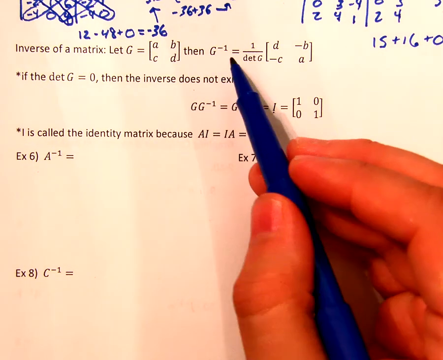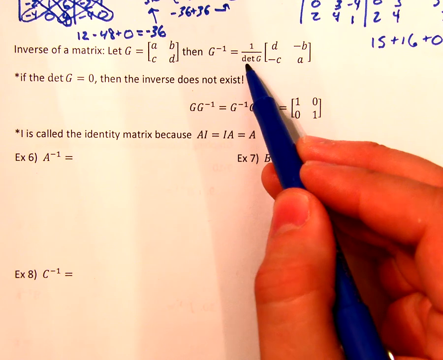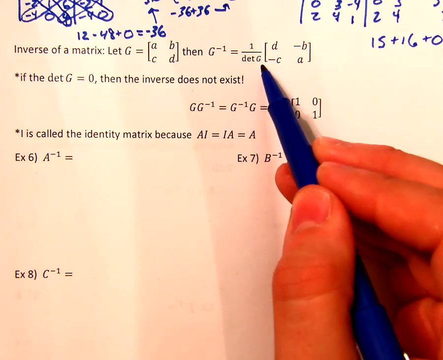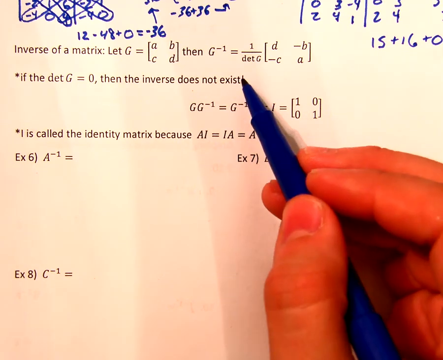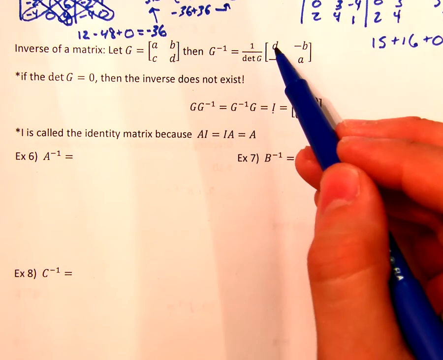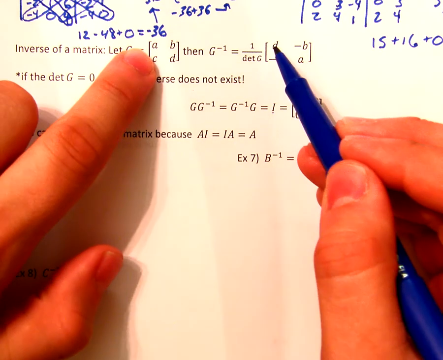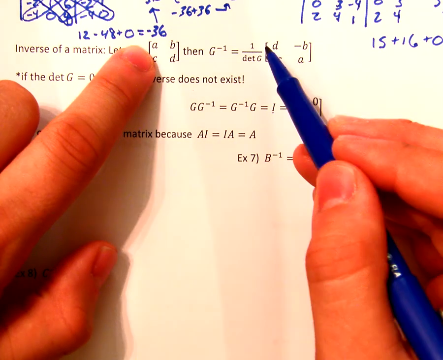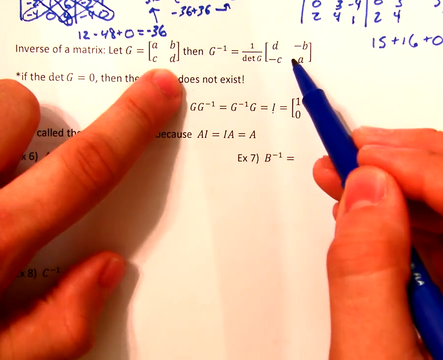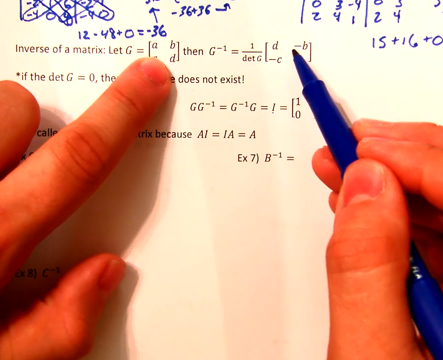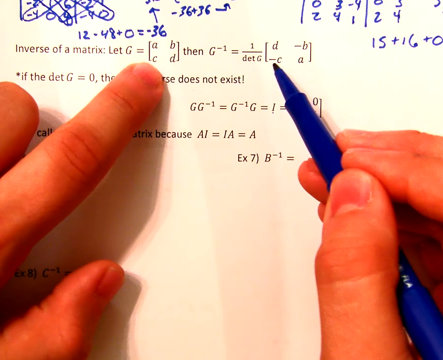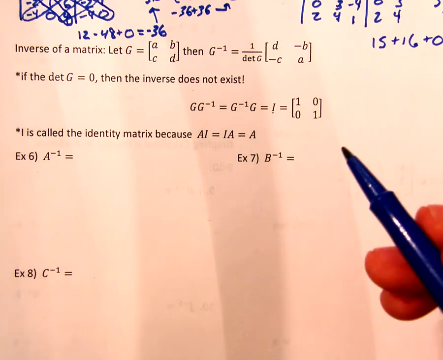The formula for the inverse is 1 over the determinant of the matrix, so it uses the determinant that we talked about in the last video. Then you flip: what used to be A goes down in the corner, and the D goes up, so they switch. The B and C stay in place, but they're now negated, so it's negative B, negative C. It's just a formula and we apply it.